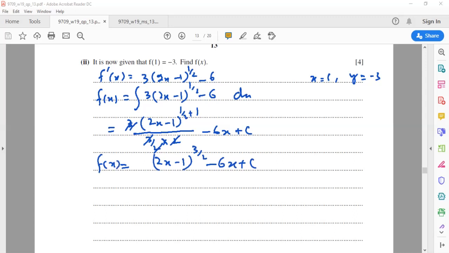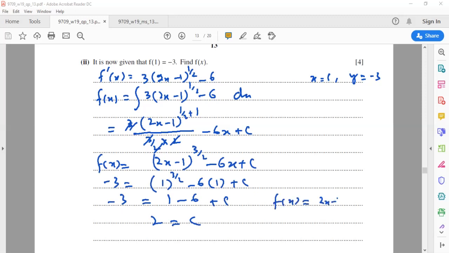Now to find the value of c, we use x equals to 1 and y equals to minus 3, and we place x equals to 1. 2 ones are 2 minus 1, so 1 power 3 over 2 minus 6 into 1 plus c. So minus 3 is equals to 1 minus 6 plus c. So c is going to be plus 2 here. So the equation of the curve is going to be f of x equals 2x minus 1 power 3 over 2 minus 6x plus 2.